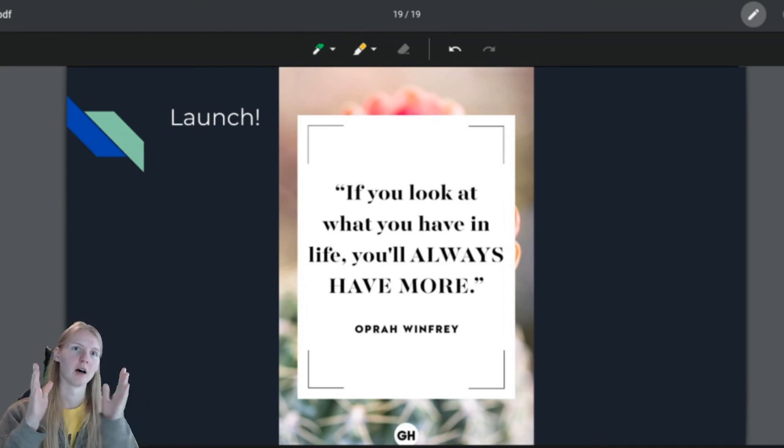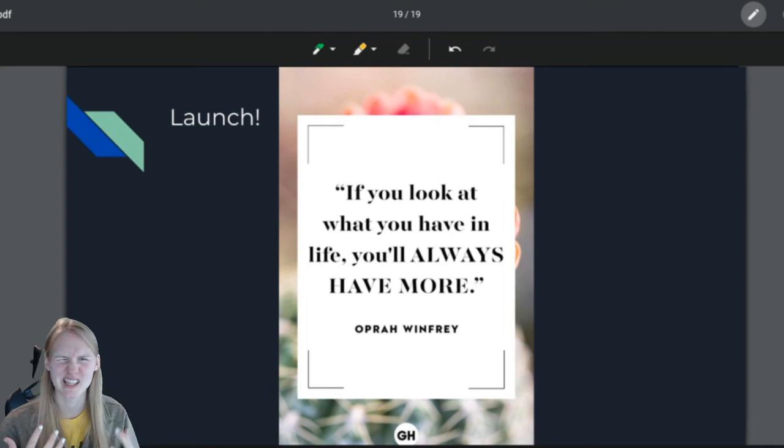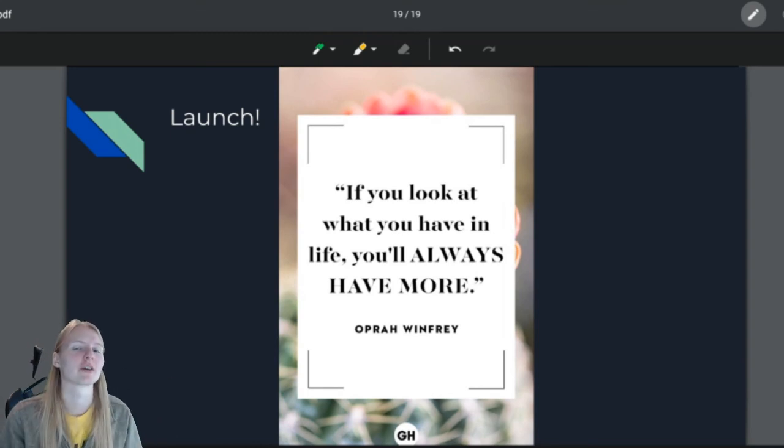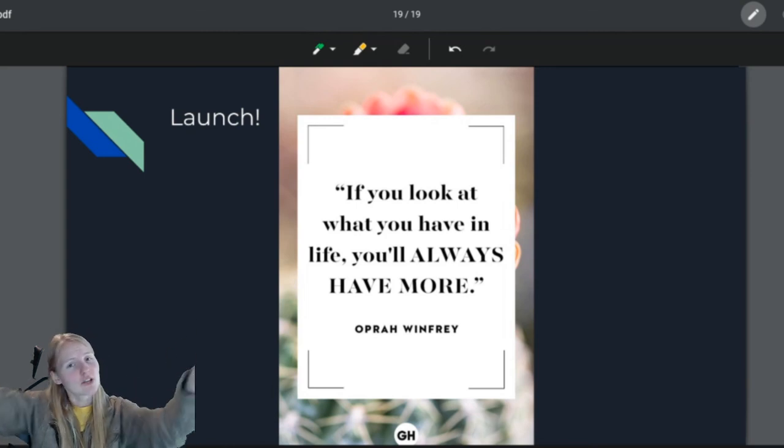You want to be content with your life. You don't want to constantly be unhappy. Of course, you want to set goals, but you don't want to be unhappy with your life. So focus on what you have instead of what you don't have, and it will feel like you have more. You'll feel more content in your life. So that is my launch for you today. Take it with you as you go throughout your day.